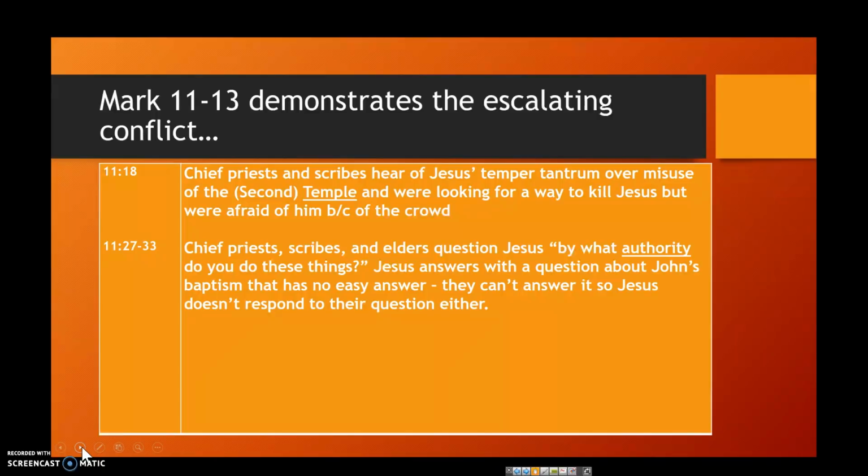And the question that Jesus asks doesn't have an easy answer. And in fact, they realize that no matter what way they answer it is not going to work out well for them. So they choose not to answer it. And Jesus then says, if you won't respond to my question, I won't respond to yours either. Which is actually Jesus being pretty smart in the way that he's responding to that situation.